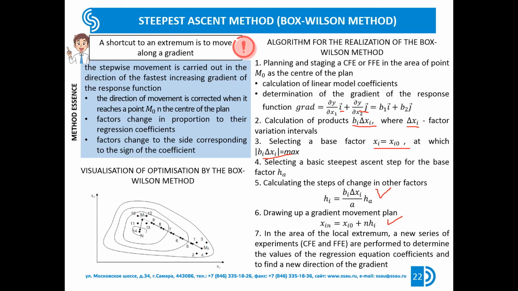The procedure is then repeated until a local extremum is reached, and so on until the coordinate area of the maximum response function, which is called the near stationary area, is determined. An indication of achievement is the statistical insignificance of the coefficients bi. In the near stationary area, interaction effects and quadratic effects become significant. Here, it is required to change from FFE to CFE, and if this is not enough, to change from the first-order experimental plans to the second-order plans.